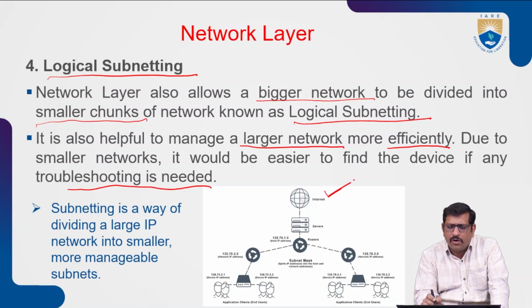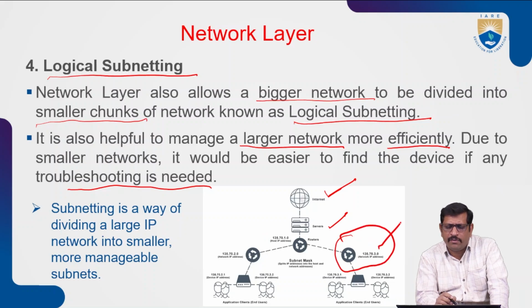The internet is a large area network, an interconnection of networks. The internet will be connected to the server, and over it a bulk amount of data can be transferred. This internet can be divided into a number of subnets. So this is one subnet, this is the IP address of subnet 1, and this is another subnet.